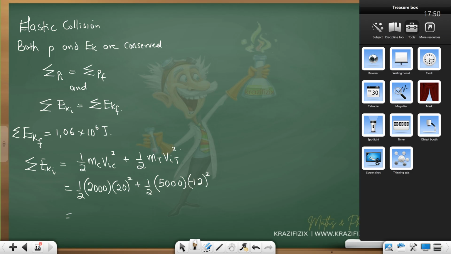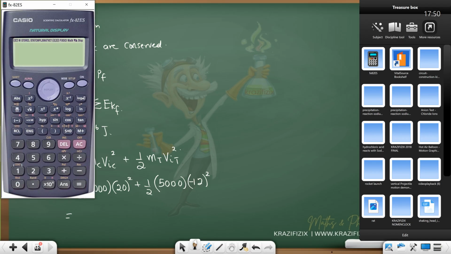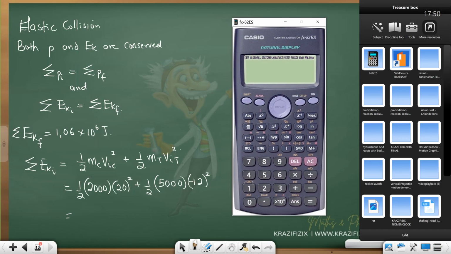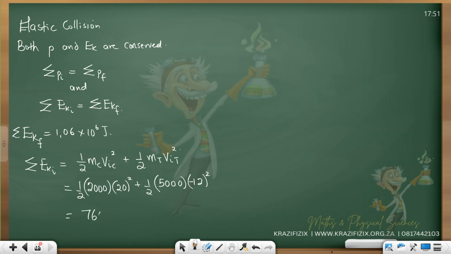All right, anybody throwing that, you can also go ahead and do it. Okay, that's my calculator now. All right, so what do we have? 0,5 times 2,000 times 20 squared plus 0,5 times, I'm just lazy with the half, that's why I'm typing that, 12 squared. 760,000. So do you think it is elastic or inelastic?